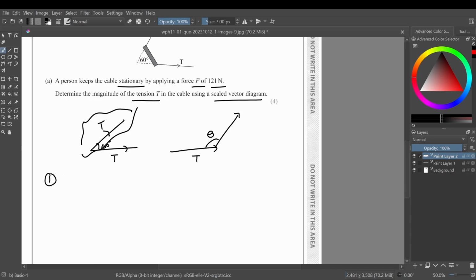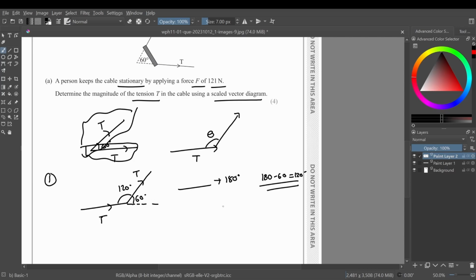The first way is making this first line, I'll go a little bit back, so it's T, and this is your another T, and this is still an imaginary line here which is at 60 degrees, right? So basically this will be 120 degrees. How? Because a straight line is a 180 degree angle, so if you subtract 60 from 180, you will get 120 degrees. So now this is the 120 degree angle.